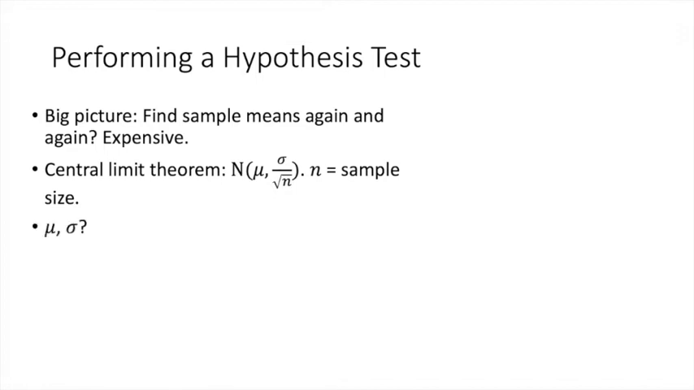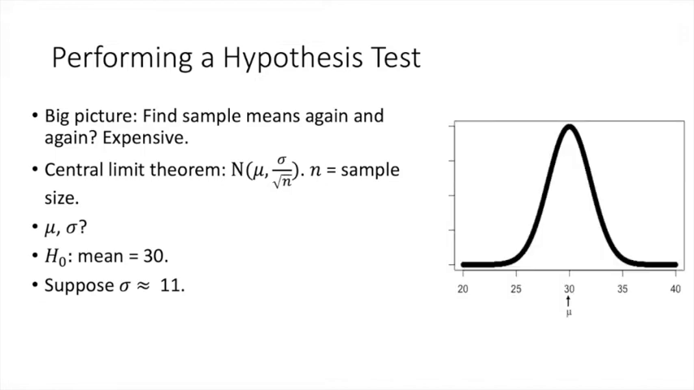So what are the population's mean and standard deviation? Well, according to the null hypothesis, the population mean equals 30. Hence, the mean of the sampling distribution is also 30. Next, suppose the population's standard deviation is also known, and say in this example it is equal to 11. So here is how the sampling distribution of the sample mean looks.